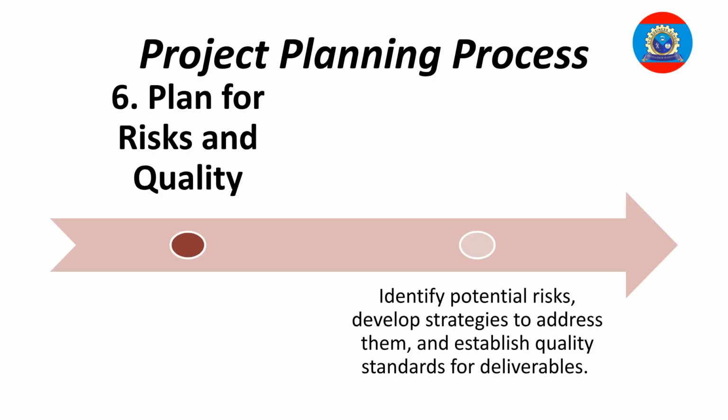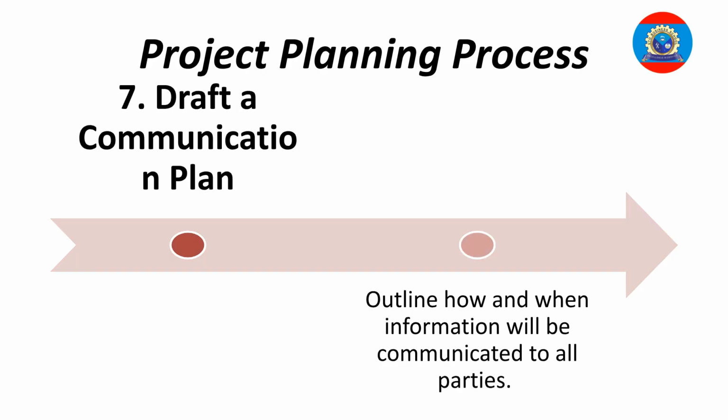The sixth step is to plan for risks and quality. Identify potential risks, develop strategies to address them, and establish quality standards for deliverables. After that, draft a communication plan. Outline how and when information will be communicated to all parties.